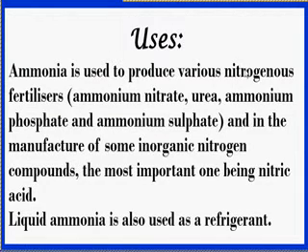Ammonia is used to produce various nitrogenous fertilizers like ammonium nitrate, urea, ammonium phosphate and ammonium sulfate, and in the manufacture of some inorganic nitrogen compounds like nitric acid. Liquid ammonia is also used as a refrigerant. So here ammonia is used in fertilizers, in some inorganic nitrogen compounds, as well as in the preparation of nitric acid, and liquid ammonia is used as a refrigerant.